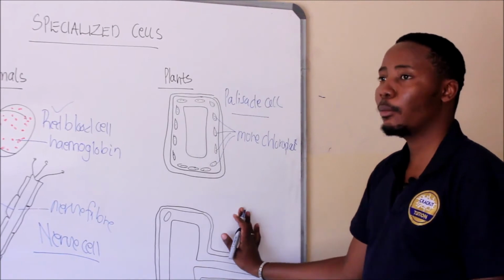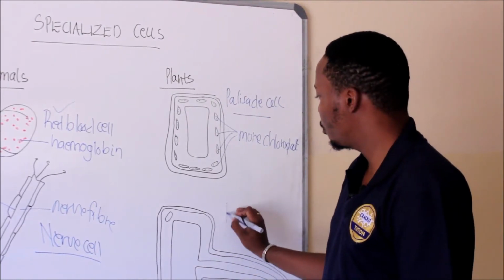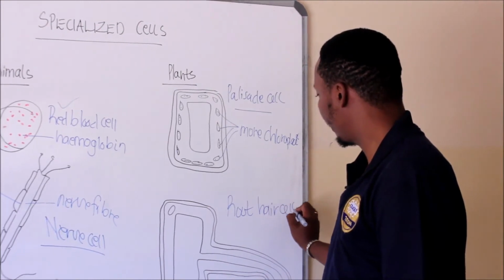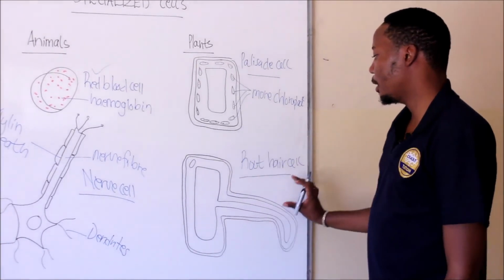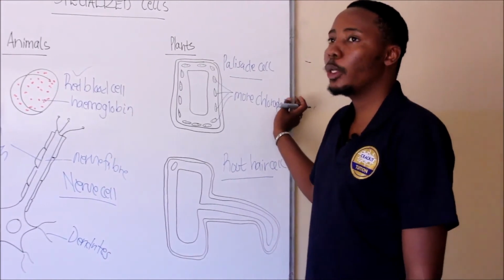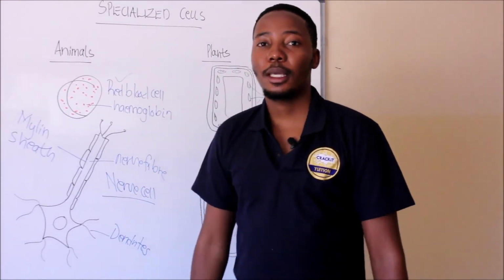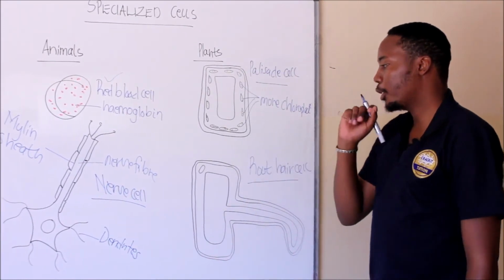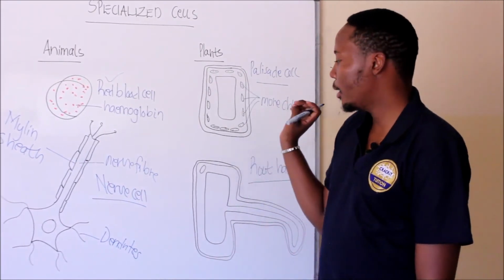And then the last cell that I'm going to talk about is a root hair cell. So this is how a root hair cell looks like. This one specializes in the uptake of water and mineral salts. Now let's see how it is adapted for that function, the uptake of water and mineral salts.